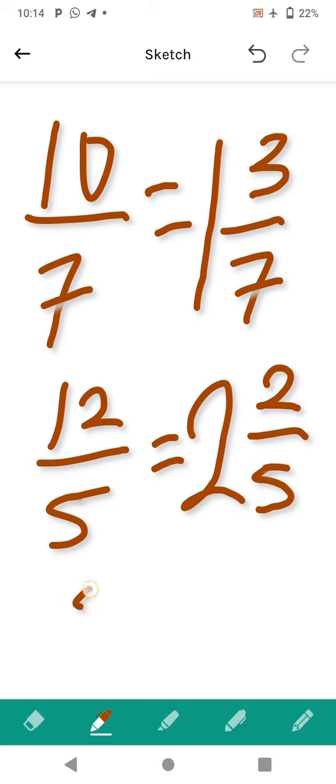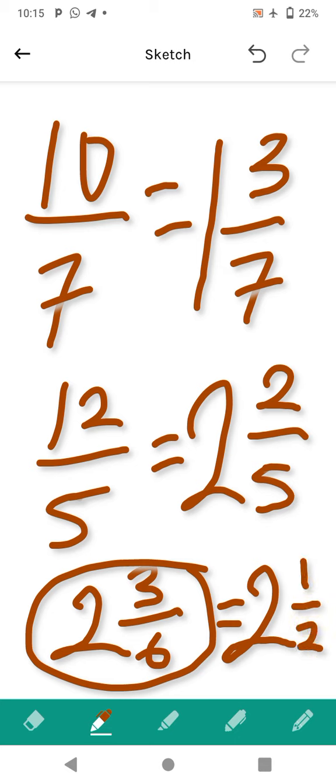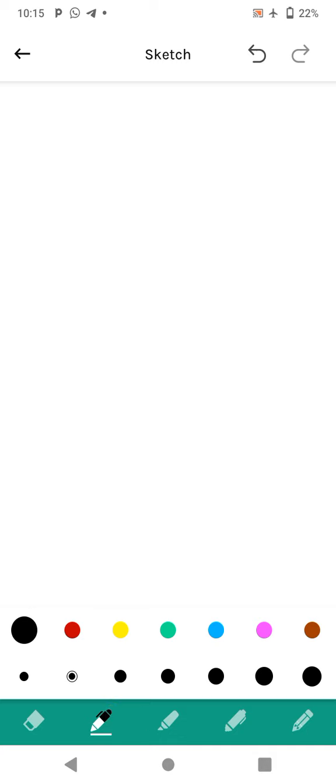Okay. If you have something like 2 and 3 over 6, this fraction has not been expressed in the right form because the proper fraction still has a common factor. This 3 and 6 still have a common factor. So it should be 2 and 1 over 2. That's the best form. The fraction must be expressed in its lowest terms. So instead of 2 and 3 over 6, it should be 2 and 1 over 2. So ensure that your fraction is actually expressed in the proper form. It's only then you can be sure that you are correct.